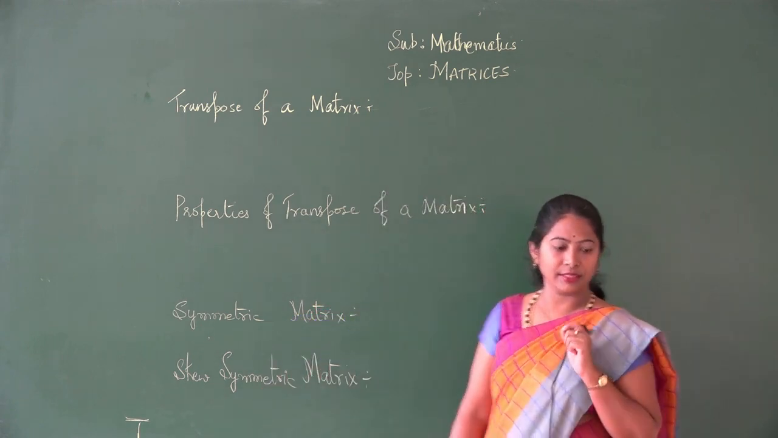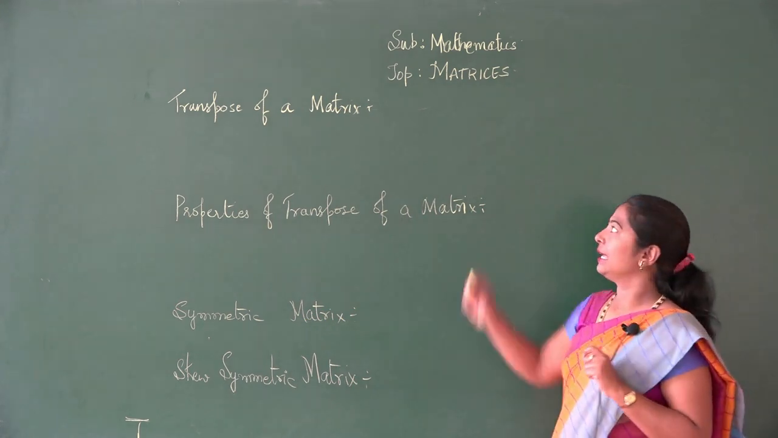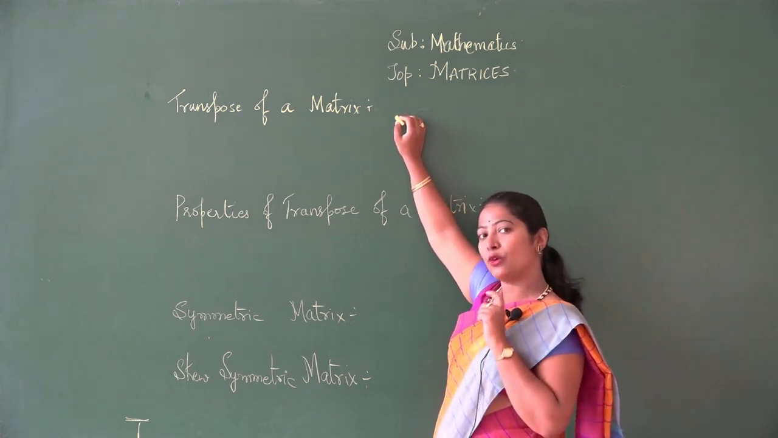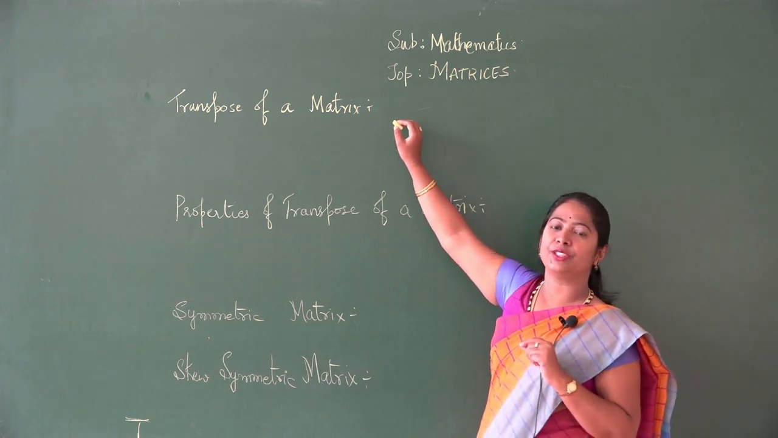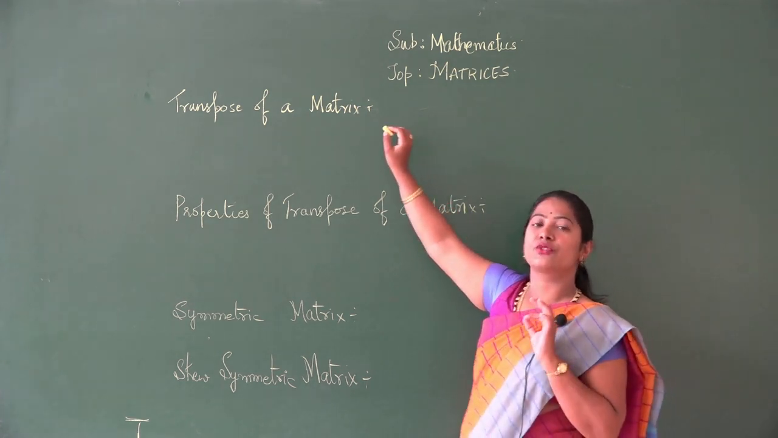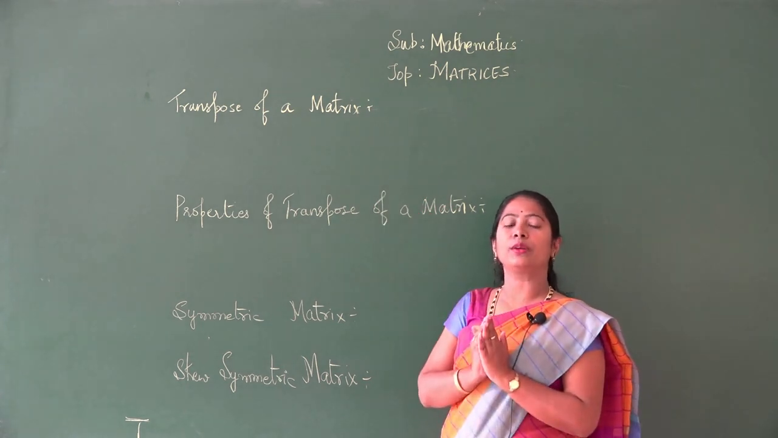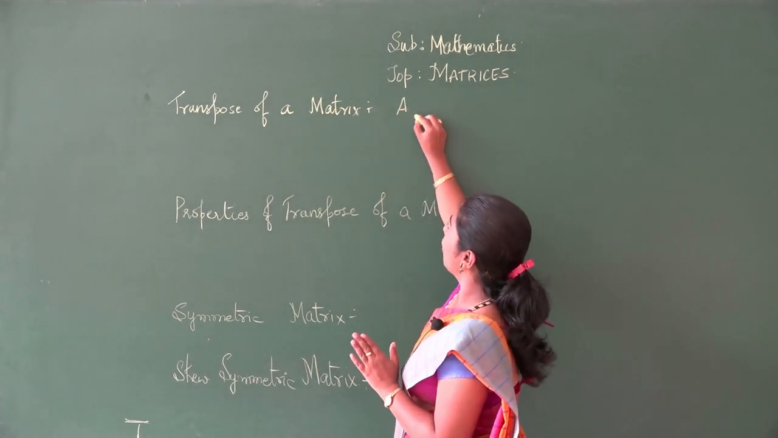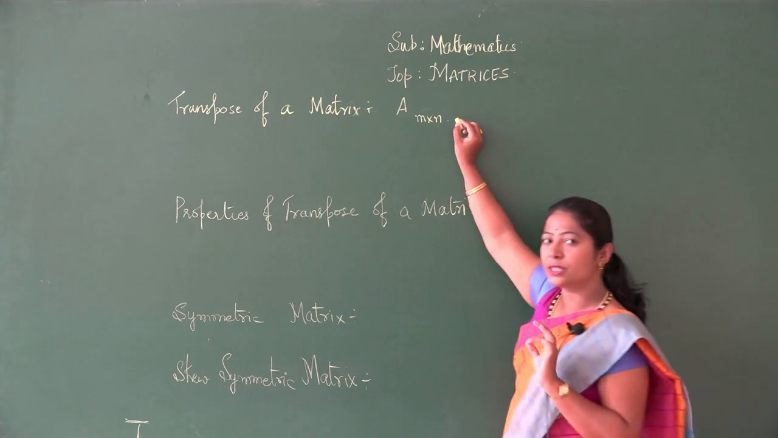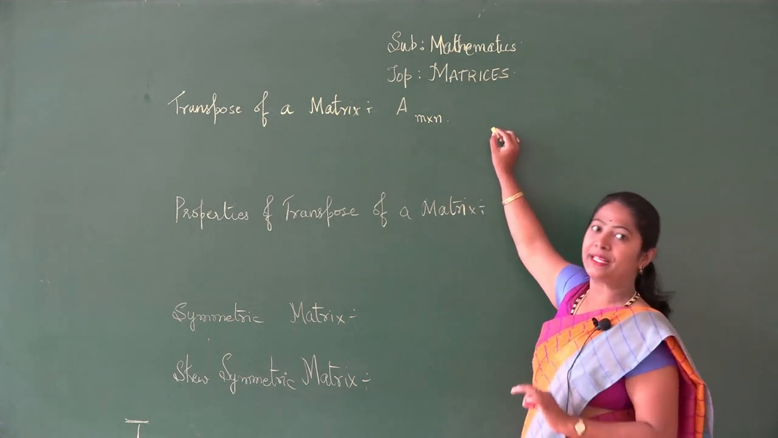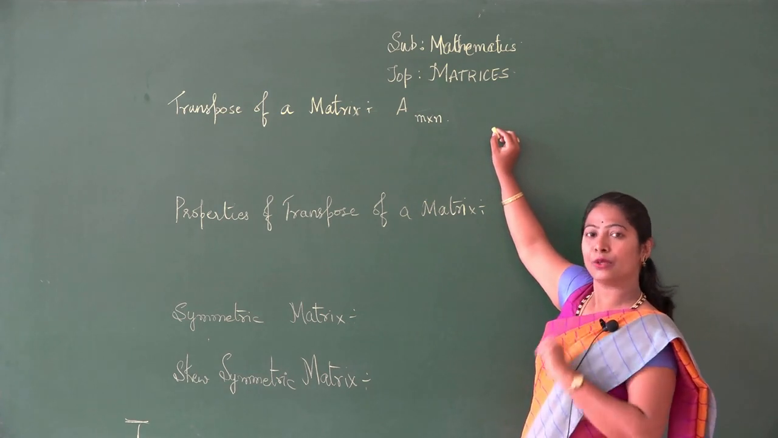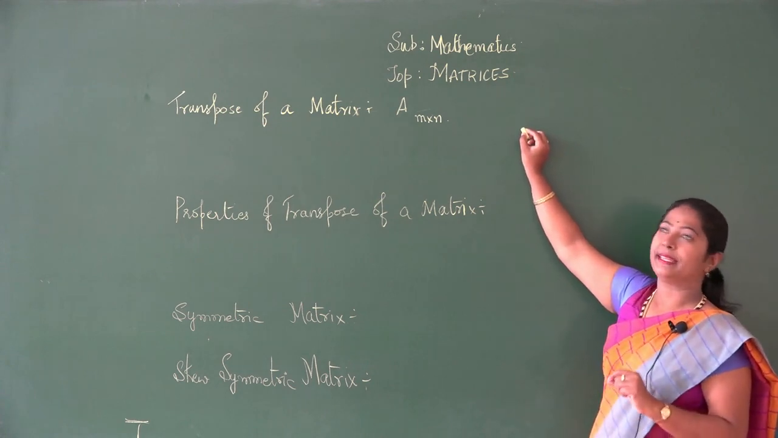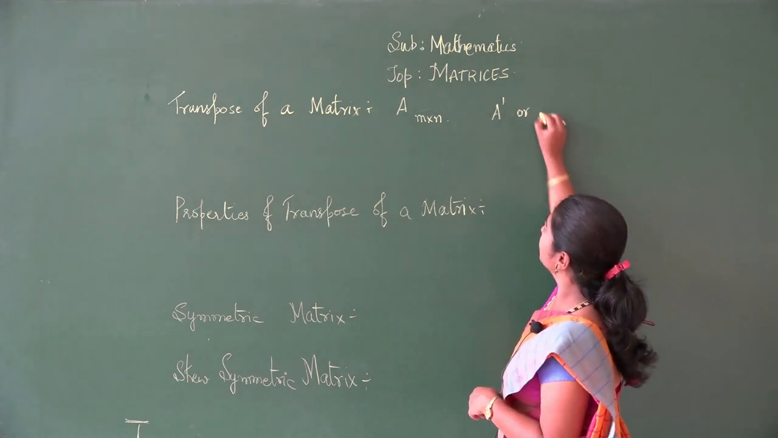The first definition in today's session would be transpose of a matrix. Let A be a matrix of order m cross n. The matrix obtained from A by interchanging rows and columns is known as the transpose of a matrix and is denoted by A dash or A transpose. The transpose of the matrix A is obtained by interchanging rows and columns.